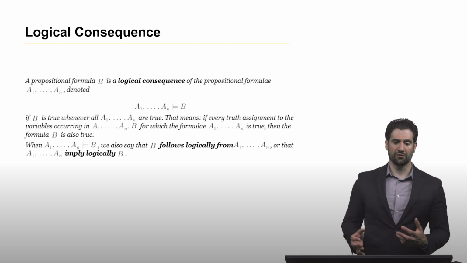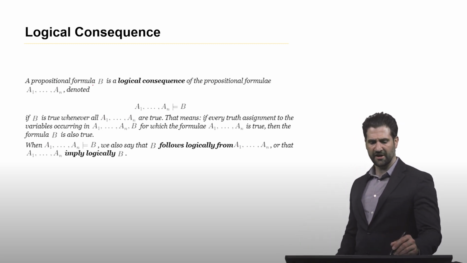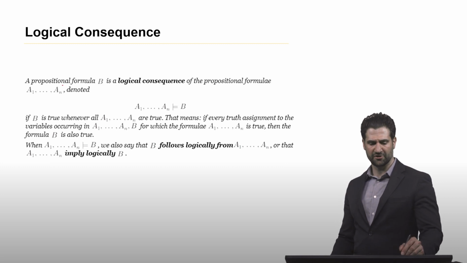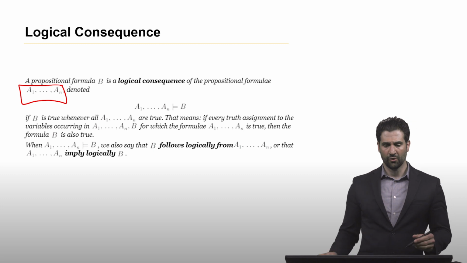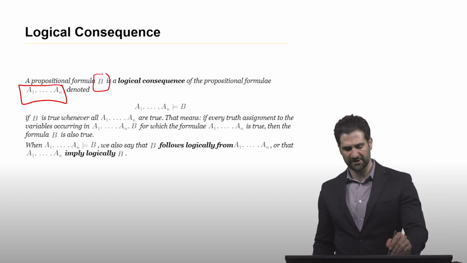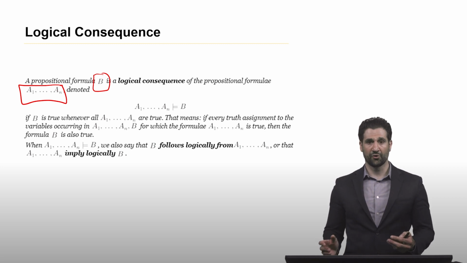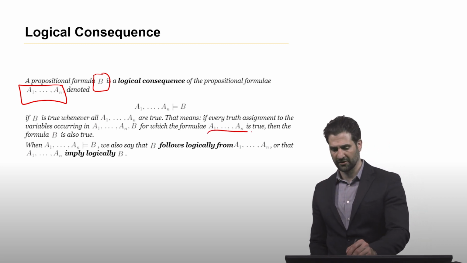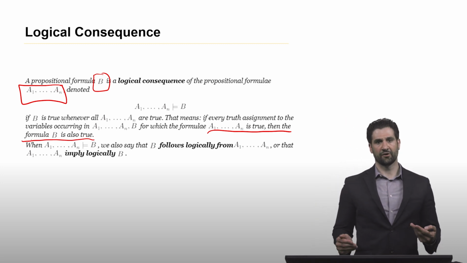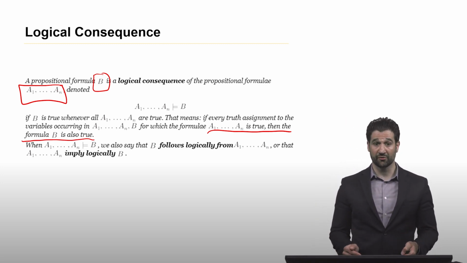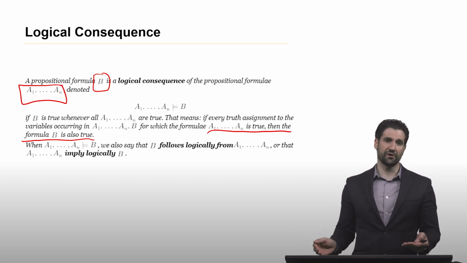Now, if we recall, a logical consequence is defined as when you have a set of assumptions, A1 through AN, which is maybe your existing knowledge of the world, we say that B is a logical consequence if every time A1 through AN are true, then formula B is also true.